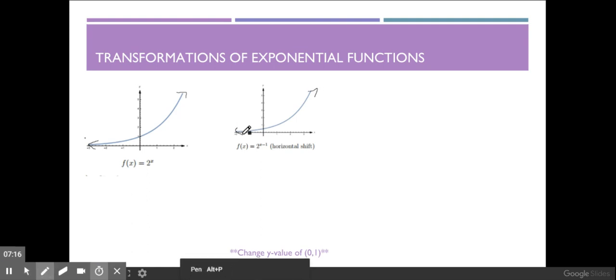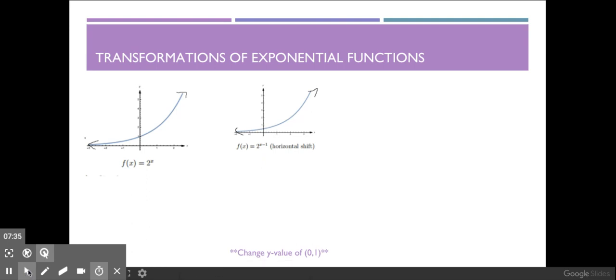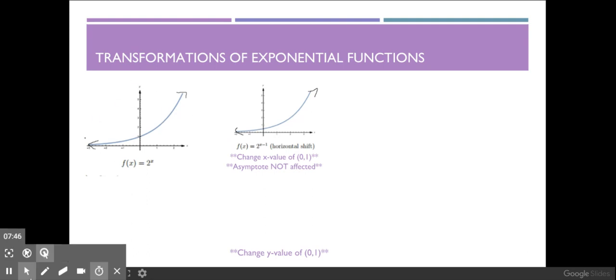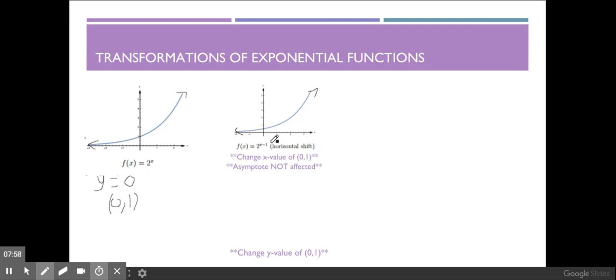The first one we're going to look at is f of x equals 2 to the x minus 1. This would be a horizontal shift because the 1 is being subtracted from the exponent and not from the base. When something is added or subtracted in the exponent, it changes the x value of (0, 1), and the asymptote is not affected. Keep in mind, our asymptote is always y equals 0 when we don't have a shift, and we have a point at (0, 1). But if something is subtracted from our exponent, we're moving to the right 1. So this point needs to move to the right 1, which would make it (1, 1), not (0, 1).